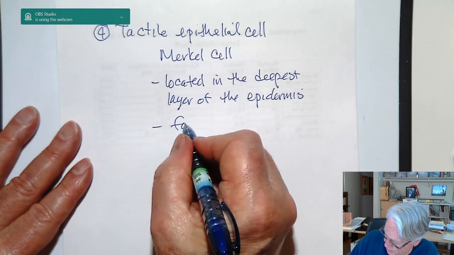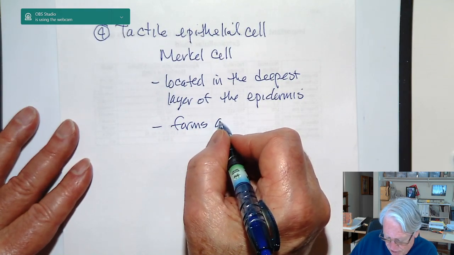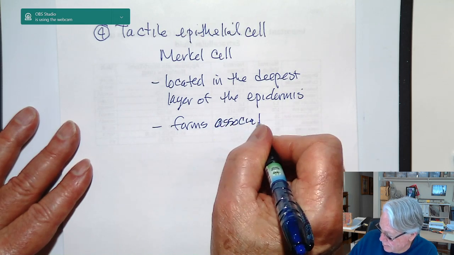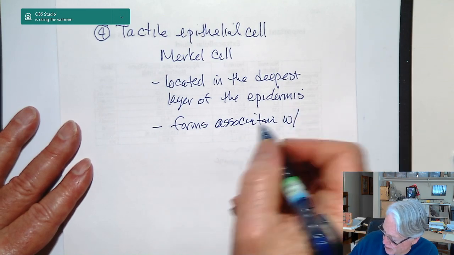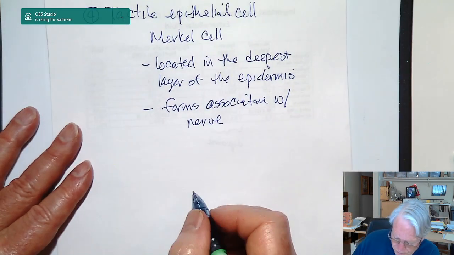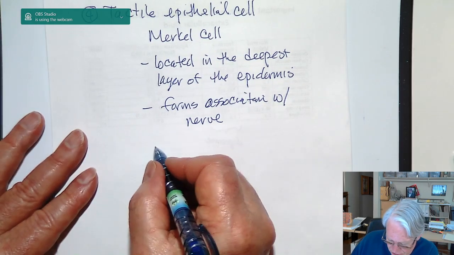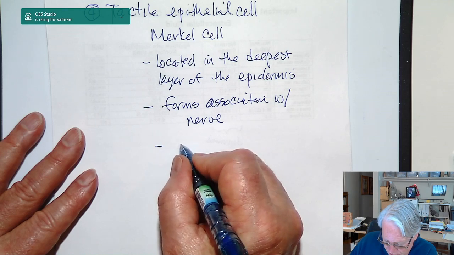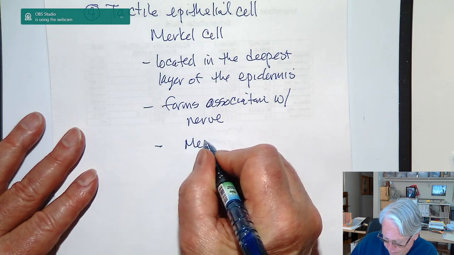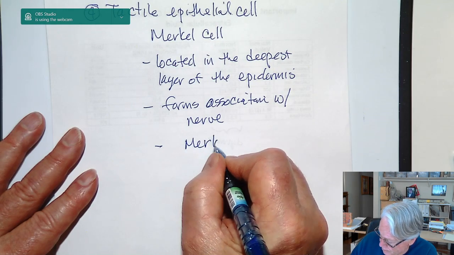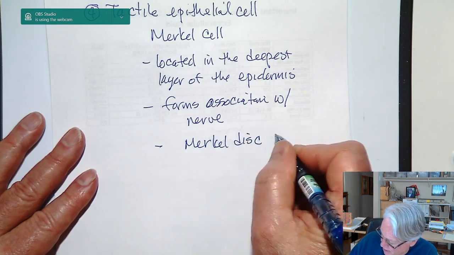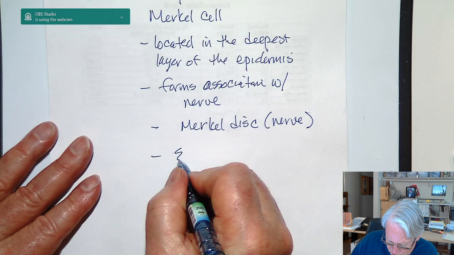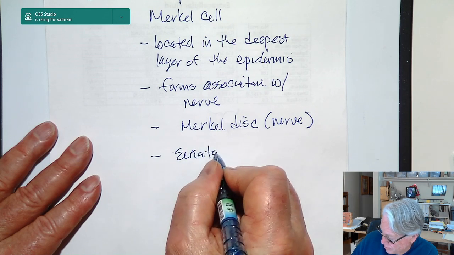And it forms an association with a nerve, and it's going to interact with that nerve in what is called the Merkel disc. And this is actually part of the nerve. Okay. And this produces the sensation of touch.